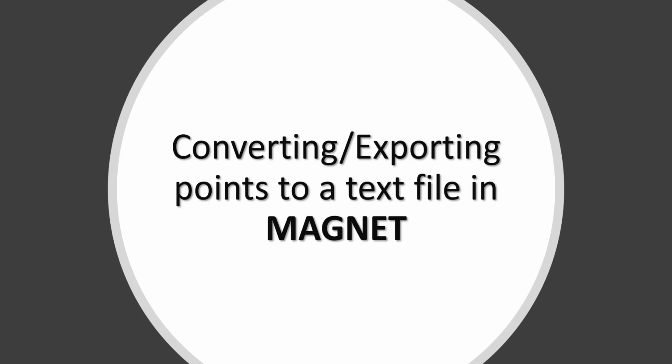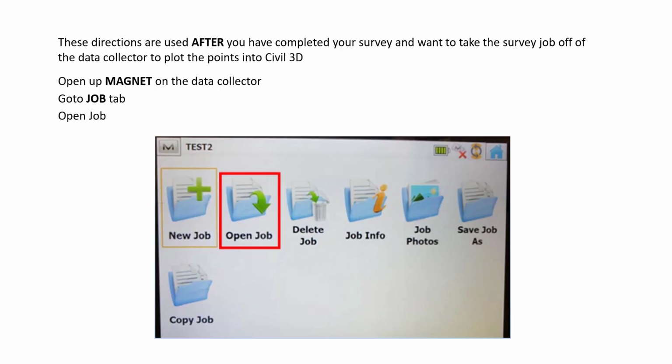Now we'll go over converting and exporting points to a text file in the Magnet software. These directions are used after you've completed your survey and you want to take the survey job off of the data collector and plot the points into Civil 3D. Go ahead and open up the Magnet software on the data collector, go to the Job tab, and open the job that you're going to want to take these points out of.